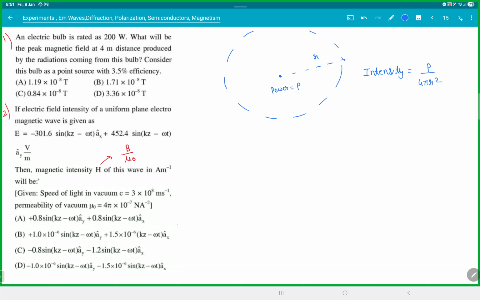Now in EM waves, we have studied the intensity is nothing but half epsilon naught E naught square, the peak value, into speed of light, or 1 by 2 mu naught B naught square C. So since light is an electromagnetic wave, it creates an electric and magnetic field in the region, where E naught and B naught are the peak values. C is the speed of light, I is the intensity.